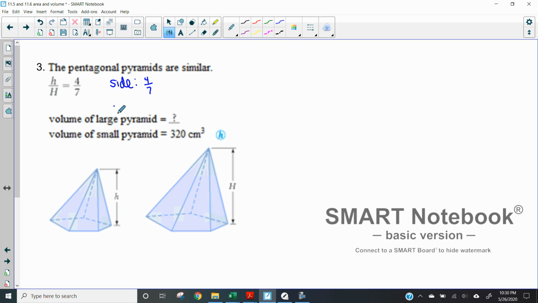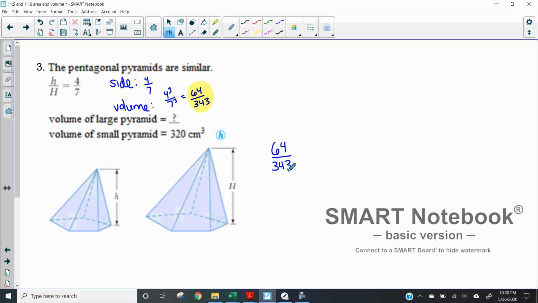So our side ratio is 4 to 7. Our volume ratio then, we're going to take 4 cubed over 7 cubed. Don't be alarmed, we're getting some pretty big numbers here. 64 over 343. That is the ratio that we'll use in our proportion to find a missing volume. Okay, so once you do the work to find the ratio, it's just like all the other problems.